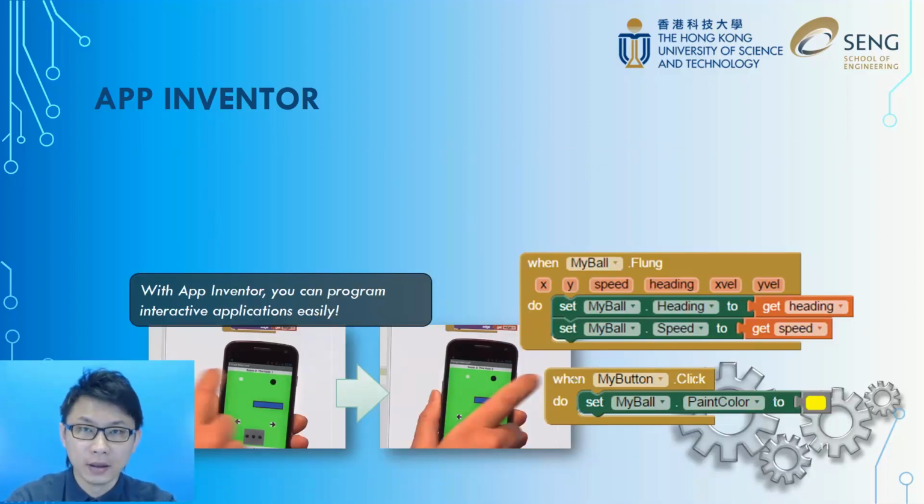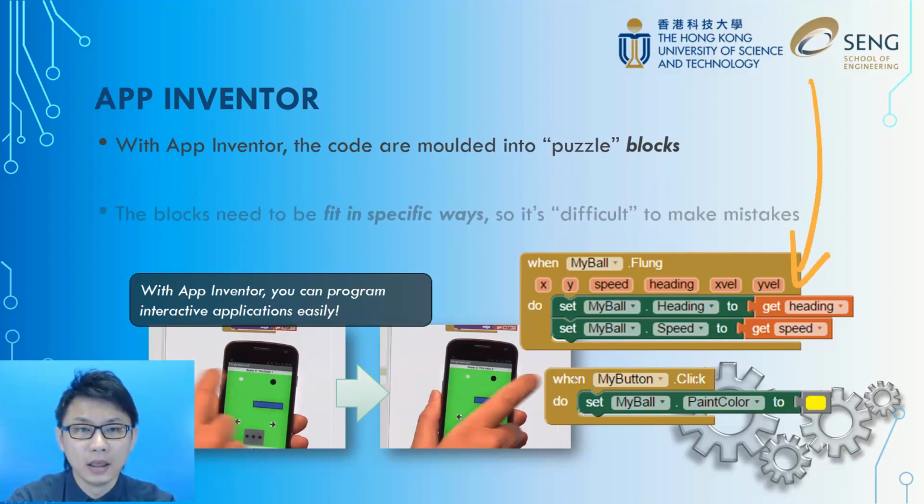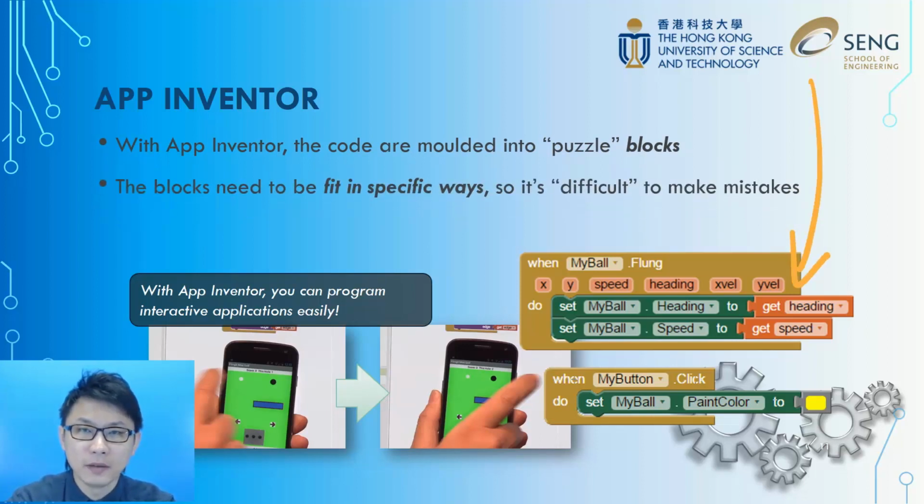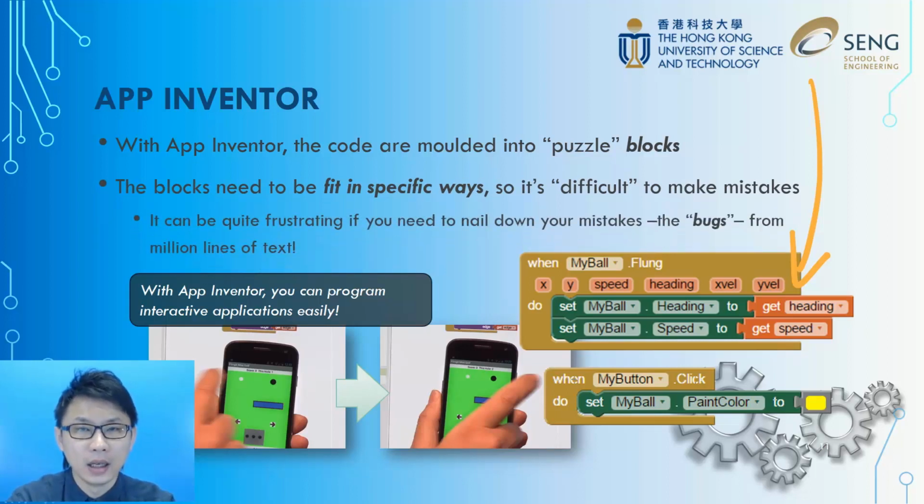Using AppInventor, the source code is molded in what we call puzzle blocks. The blocks need to be fitted in specific ways, so it's difficult to make mistakes. Imagine that you're using source code. It can be quite frustrating if you need to figure out your mistakes from millions of lines of source code. But now with AppInventor, you can easily create Android applications using puzzle blocks.